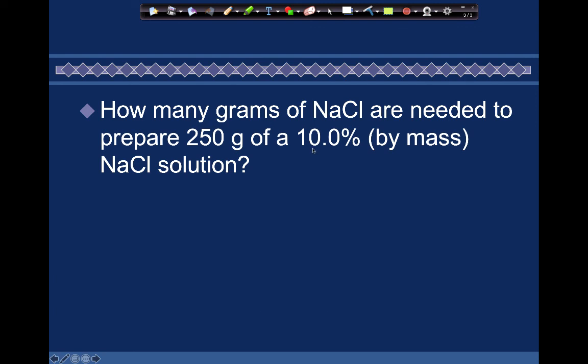So how many grams of sodium chloride are needed to prepare 250 grams of a 10% by mass sodium chloride solution? Well, if I need to know how many grams of the solute I have, well, this is how much solution I have. It's 10%. So what is 10% of 250? It's 25, right? 250 multiplied by 10% would give me 25 grams. So I would need 25 grams of sodium chloride if I were going to make this particular solution.